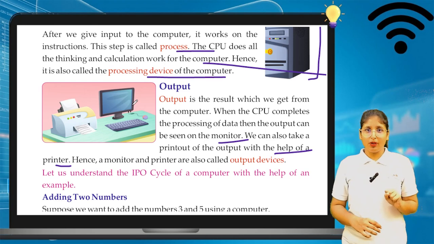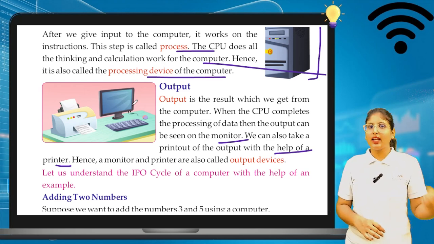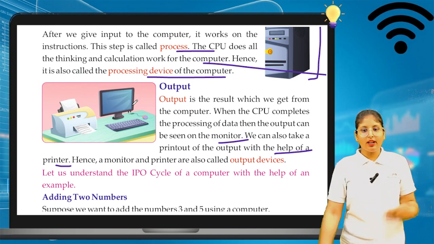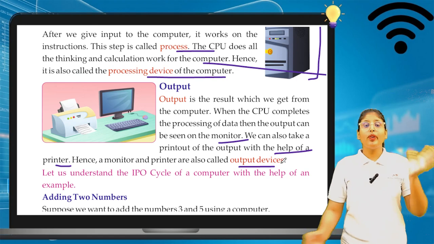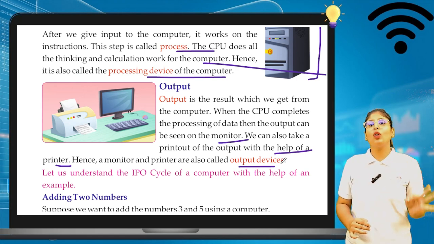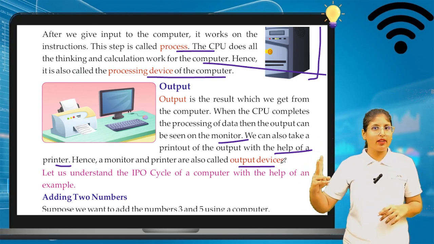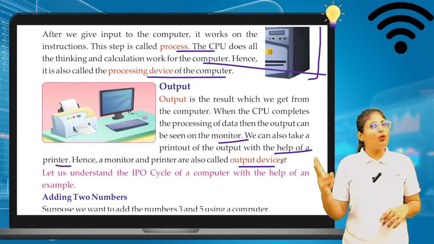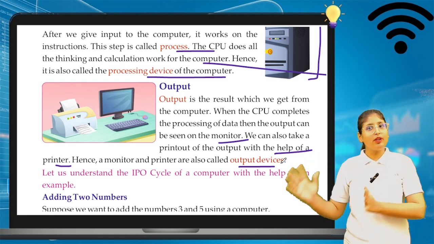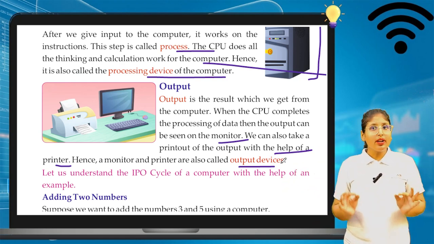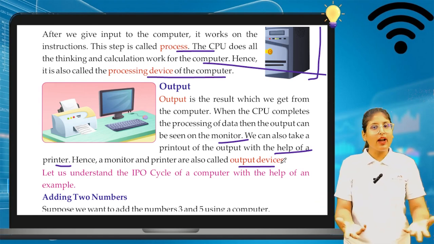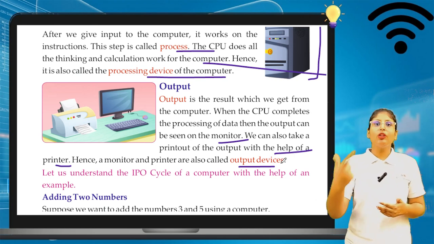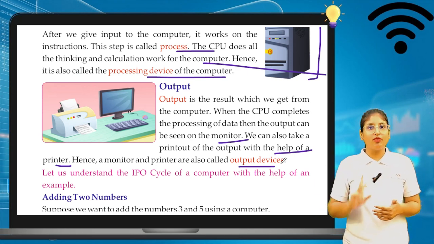That is there on the computer screen. If you want to take a printout of it, we can do so with the help of a printer. Hence, a monitor and a printer are known as output devices. So we already know about input devices and output devices. Keyboard and mouse are input devices. Monitor and printer are output devices. So the computer works with input and output, and it can process both.